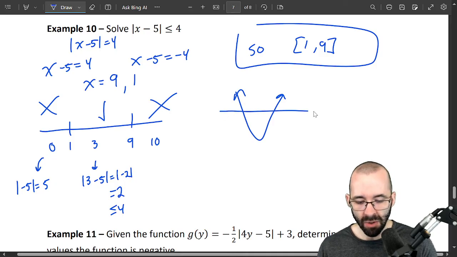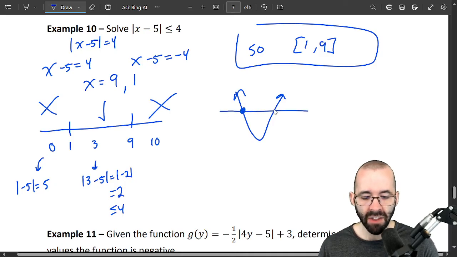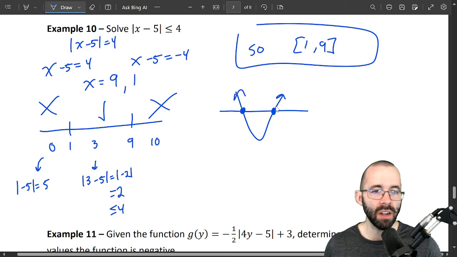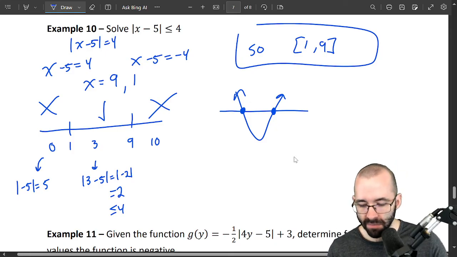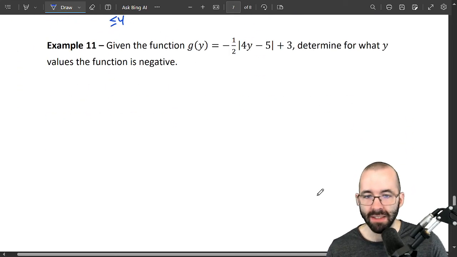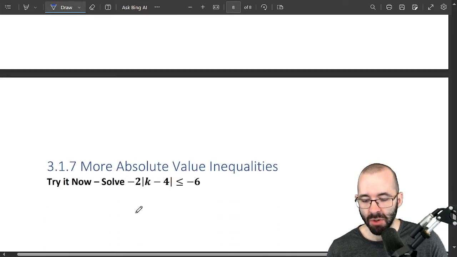Where is that less than or equal to 4? Well, we found that it's equal at an input of 1 and 9. So we can see here visually that, yeah, the absolute value, the V, is going to be smaller than the line between. We got more practice. One more here, and then 2 more in the next video.